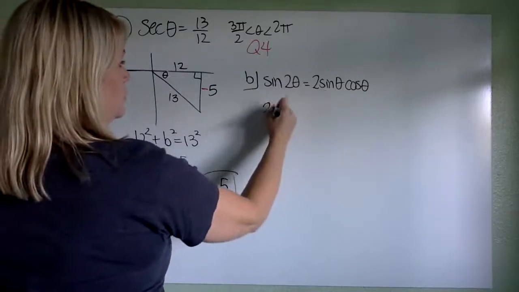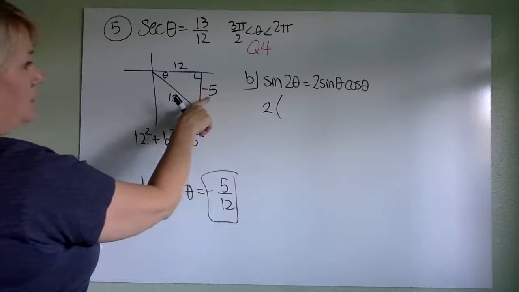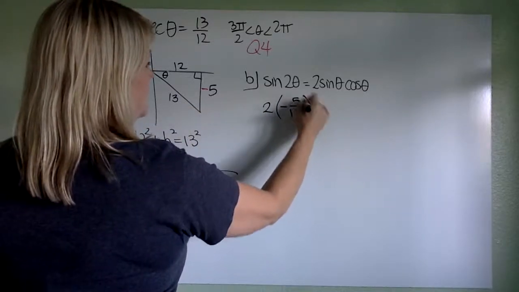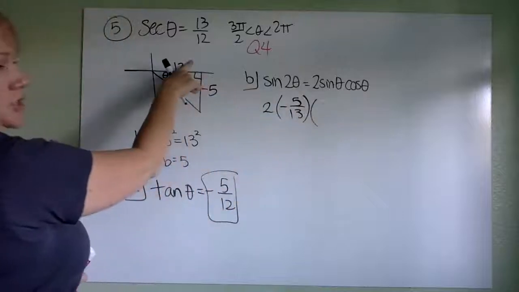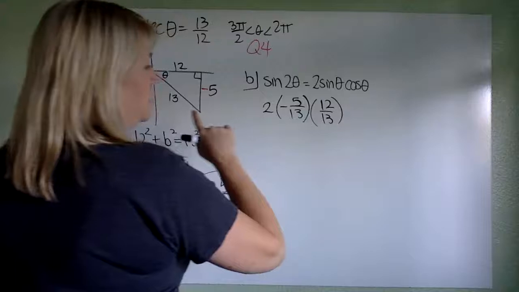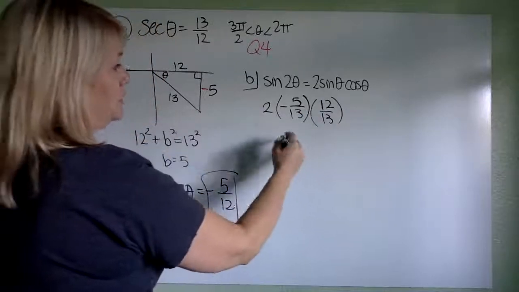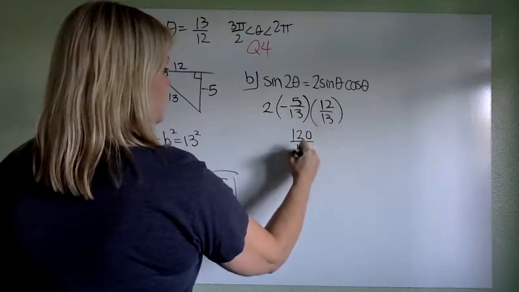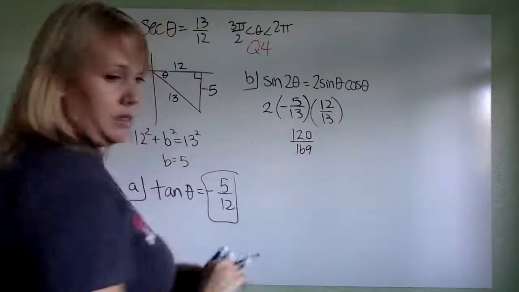So the sine of the angle would be opposite over hypotenuse, so negative 5 over 13. The cosine would be adjacent over hypotenuse, so 12 over 13. And then you just multiply straight across and straight across. So 2 times 5 times 12 is 120. 13 times 13 is 169.